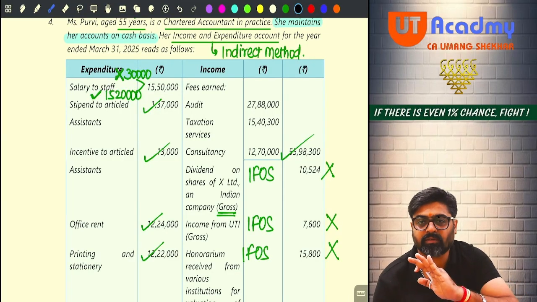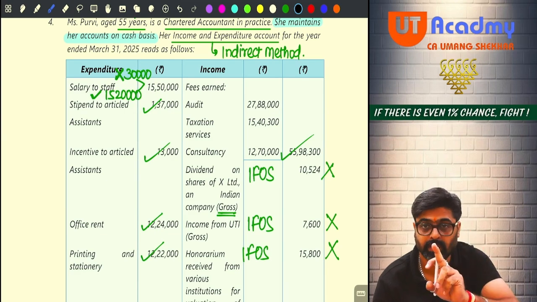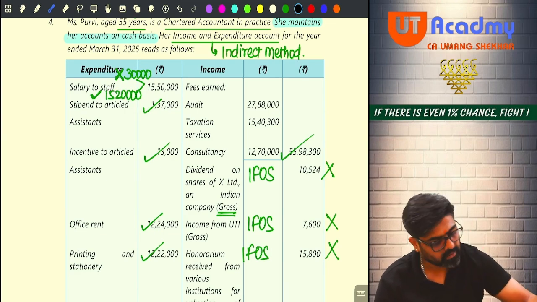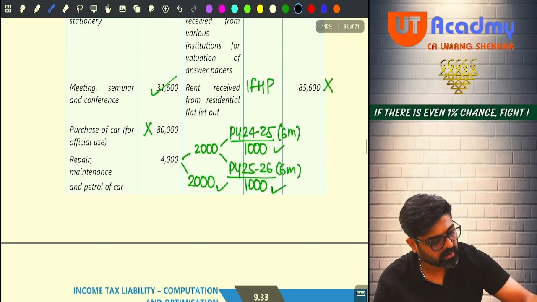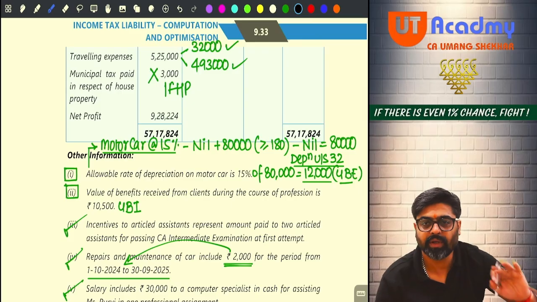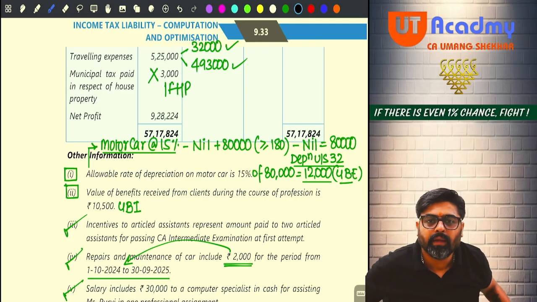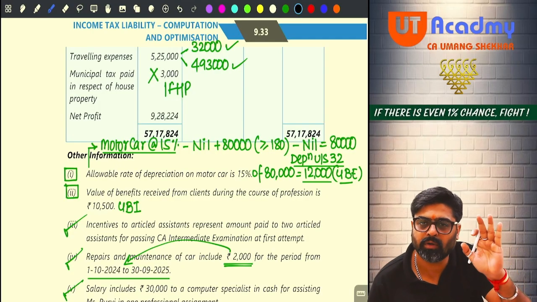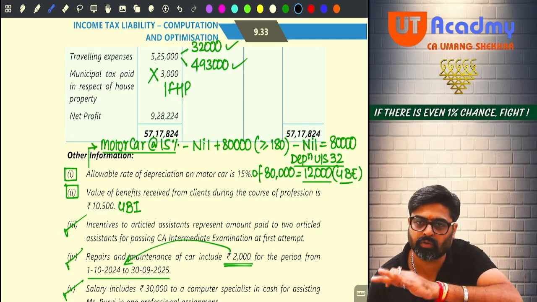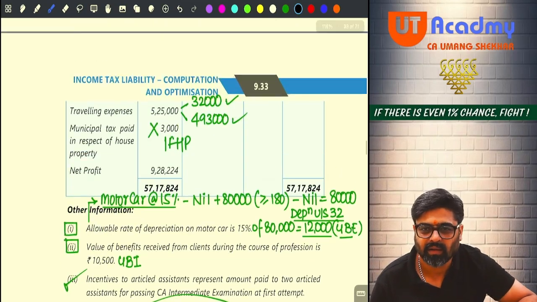All the debit side expenses which I have disallowed, I have to add them. So one by one, with me, you are going to do it. Add 30,000 salary. Then add purchase of car, 80,000. Then add 3,000 municipal tax. Three expenses disallowed from the debit side. Whether you follow 115 BSc or not, this is going to remain the same. There is no change here. Now the right hand side.